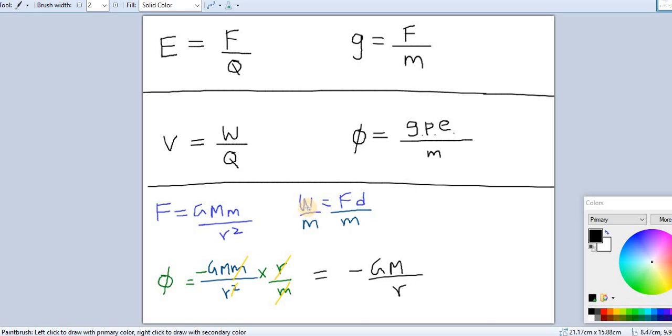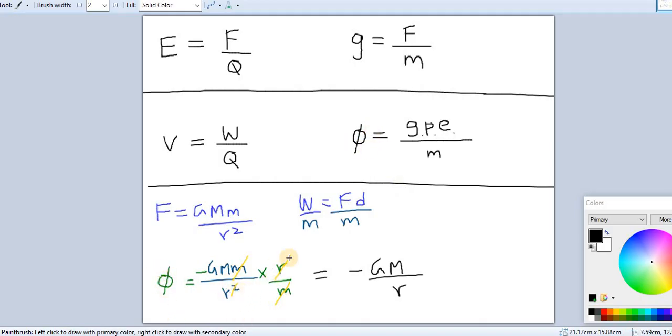You can see work done is force into distance moved in the direction of the force, and I divide by mass, like what we have done here, gravitational potential energy divided by mass. So this is the energy divided by the mass. Over here this is the force, so force times the distance. Now let's say the distance is r, so I multiply this by r, and that's what I have done here, and then I divide by m. So when we do that, we should get phi, the gravitational potential.